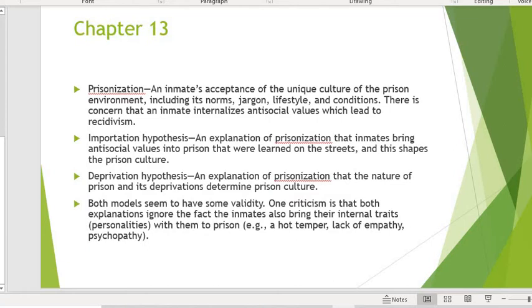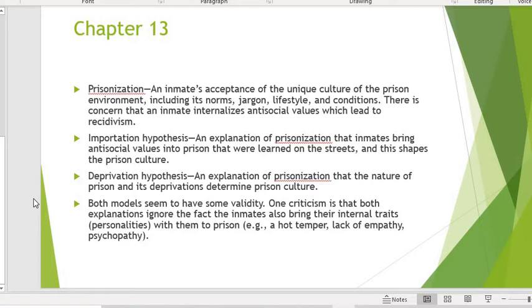Now, prisonization is an inmate's acceptance of the unique culture of the prison environment, including its norms, jargon, lifestyle, and conditions. Like any institution, you're going to tend to have a particular culture that grows and evolves there. And so there's concern that the inmate internalizes antisocial violence, which leads to recidivism.